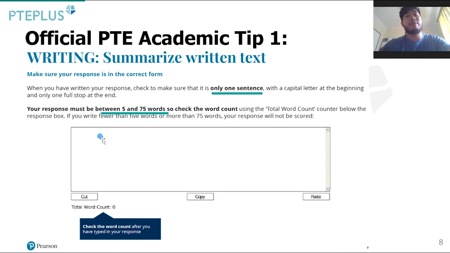The official academic tips given to us is 1. We need to make sure our response is in the correct form. So when you have your written response, check to make sure that there's only 1 sentence and it has a capital letter at the beginning and it ends with a full stop. So that will ensure that we have a correct form. So I'm sure you're aware, correct form gives us 1 mark. So as long as we have 1 sentence between 5 to 75 words, we have the correct form and we get the 1 mark. You can always check your word count because they tell you how many words you've got here in the counter below. If you have less than 5 words or more than 75 words, your response will not be scored. So be careful and always make sure to be within the word count.